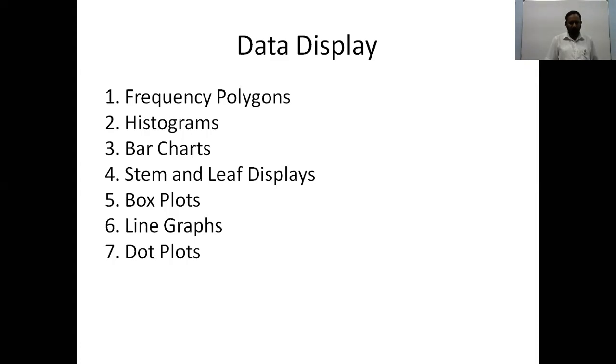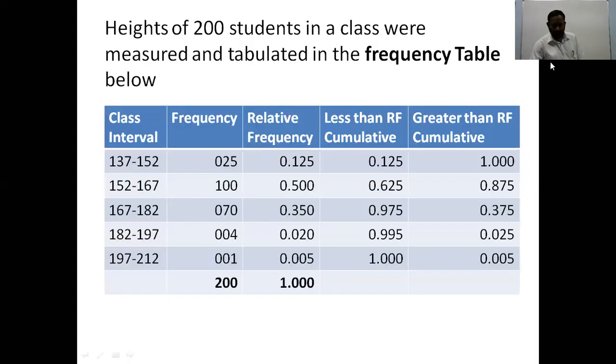Frequency distribution, histograms, bar charts, stem and leaf display, box plot, line graphs, dot plots. All these are used to display the data. This has already been compiled. I will take the heights of 200 students in a class. Suppose in that class we have 200 students, and I have measured the heights of all these 200 students.